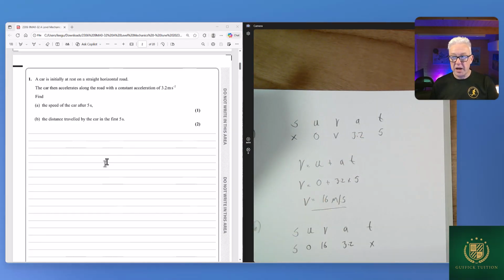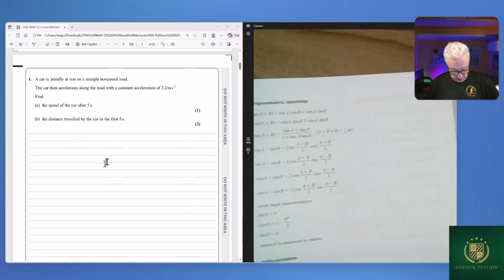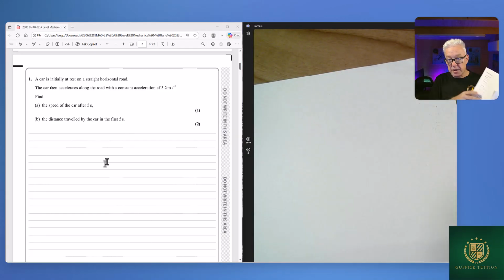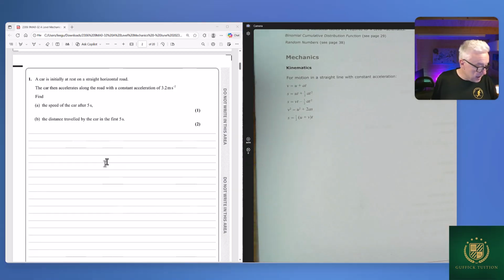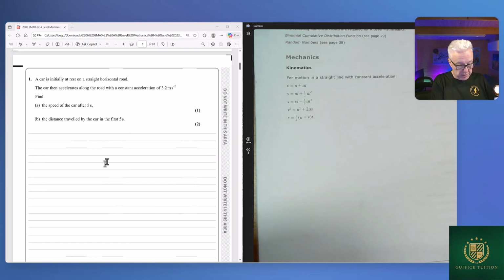Now when you write a SUVAT equation down, there's always one of them that you don't need. So we don't need to worry about the distance in this particular one. So we find the SUVAT equation that has no S in it. And the good news is that we are given the SUVAT equations in the formula booklet. Here we are in the formula booklet, they're all there. And you can see that the one we want that has no S in it is V equals U plus AT. So that's the one we're going to use.